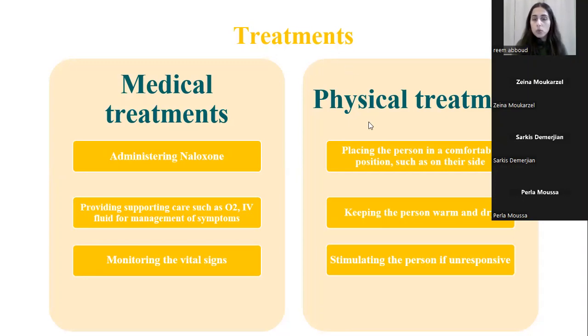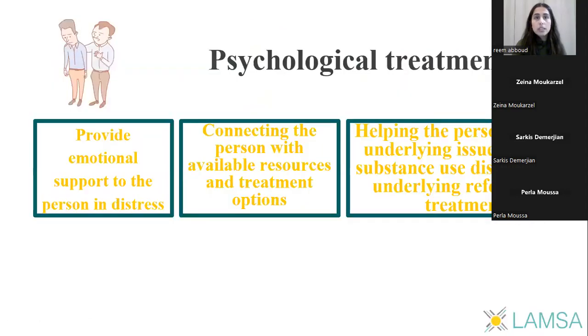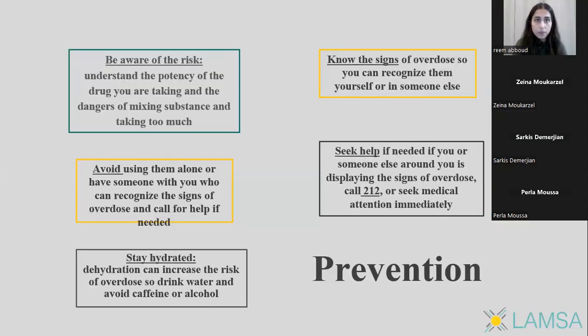Okay, so there's also the psychological treatment. We know that these people have suffered a lot, so we must provide emotional support to the person in distress, connecting them with available resources and treatment options. We must help the person identify the underlying issue. It could be a substance use disorder, for example, and of course, give them a referral.